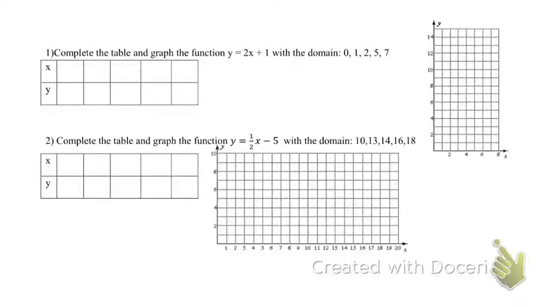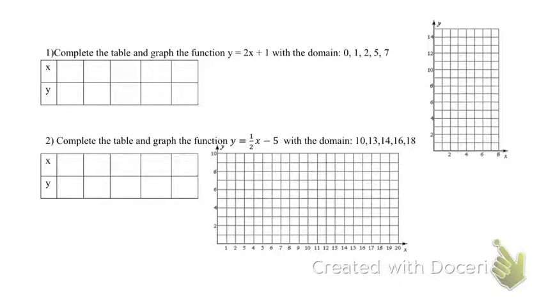I just want to make sure you know how to do basically section 1.4 or packet 1.4. All right, so what we're going to do, number one, is we're going to complete this table, and then we're going to graph the table here, okay? So let's do that. All right, here's the information. We're going to complete the table and graph using this function, and they also give us the domain.